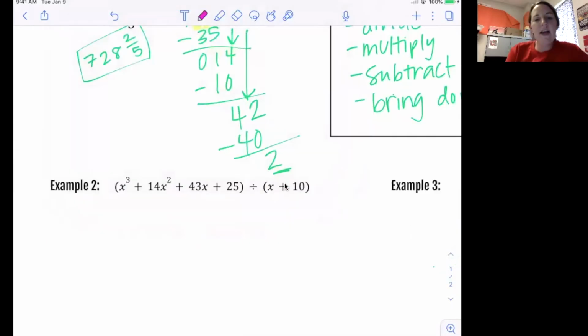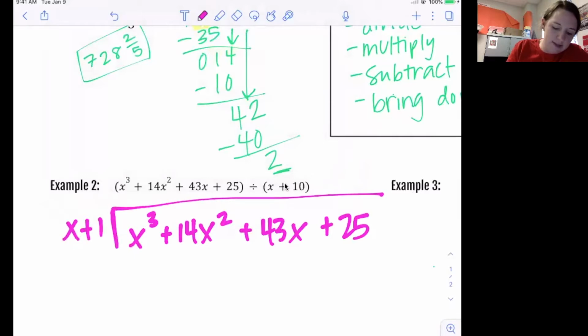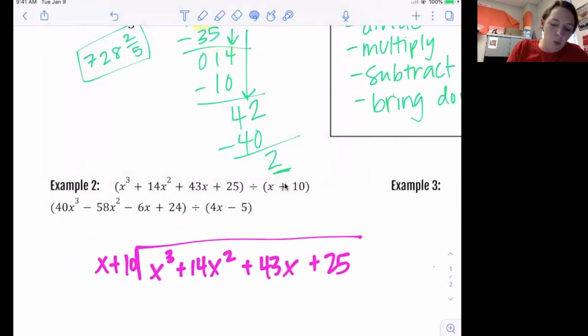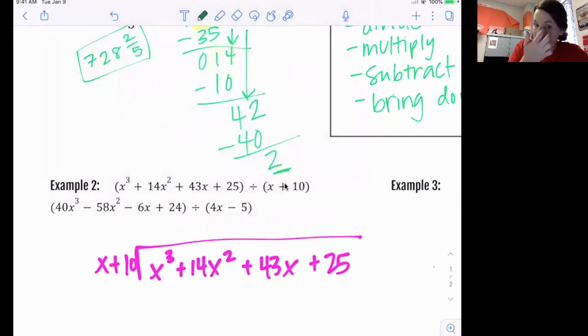All right, so let's divide x cubed plus 14x squared plus 43x plus 25 divided by x plus 10. So x cubed plus 14x squared plus 43x plus 25 goes inside. x plus 10 goes outside. So when we're dividing polynomials, we're only going to look at one term on the outside for the actual division problem. So here we're focusing on the x.